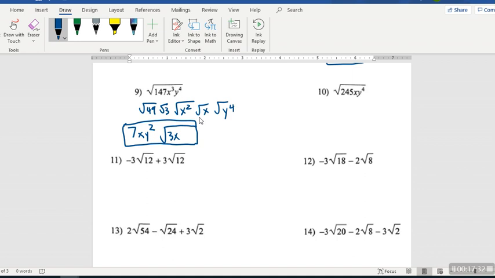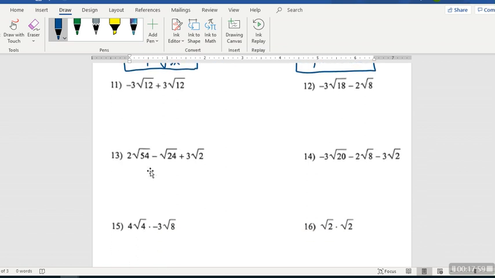All right, root 245, that's another 49. 49 goes into 245 5 times. We've got a root x. Can't break that down any. This is even. Don't need to break it down any. Answer time. Square root of 49, 7. 5 underneath. X underneath the square root of y to the 4th, y squared. So we get 7y squared root 5x.